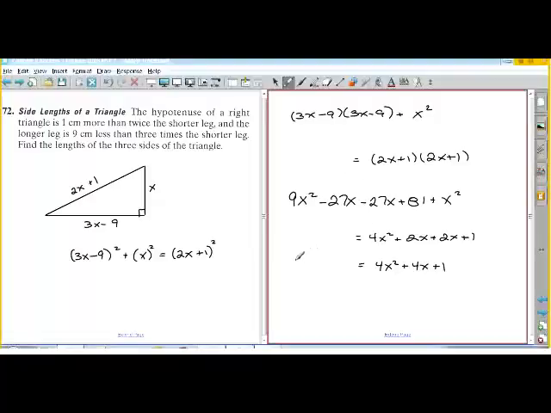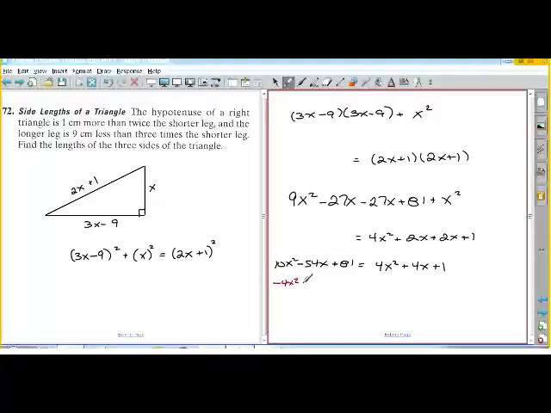And then I'm going to subtract this from that. Before I do that, though, I'm going to combine like terms. So let me do that. We've got 9x squared plus 1x squared, which gives me 10x squared. 27 and 27 is 54, so it's negative 54x. And then you add 81. So that's the right-hand side simplified.